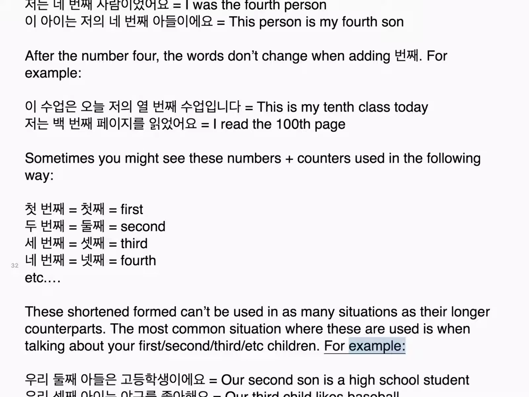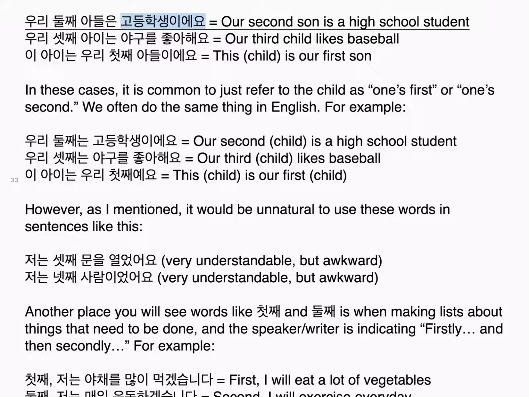Children. For example, 우리 둘째 아들은 고등학생이에요. Our second son is a high school student. 우리 셋째 아이는 야구를 좋아해요. Our third child likes baseball. 이 아이는 우리 첫째 아들이에요. This child is our first son.